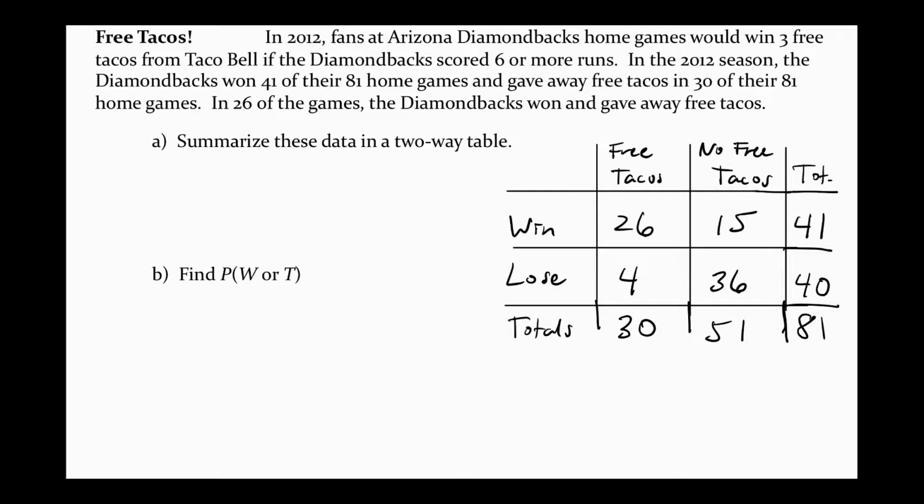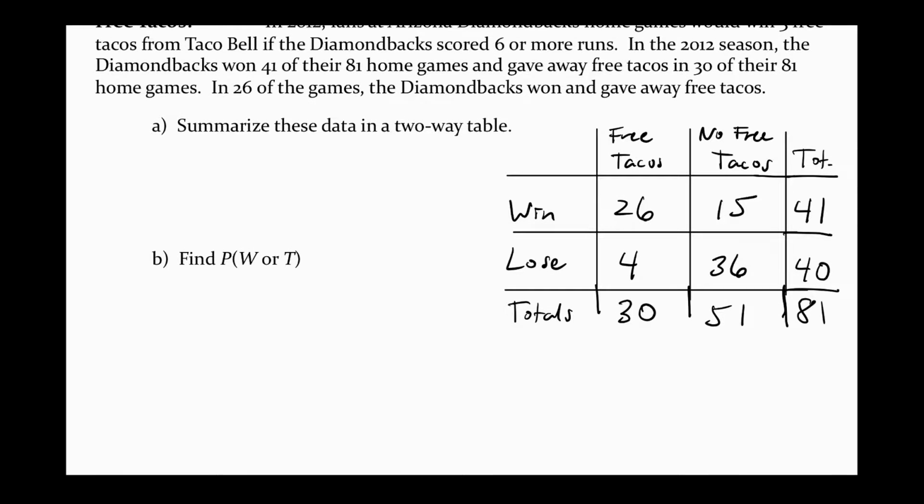Sideways, up, down, left, right. Okay, so now B says find the probability of P, W, or T. So W is a win, or free tacos. So it's saying, what's the probability that you win or you get free tacos?